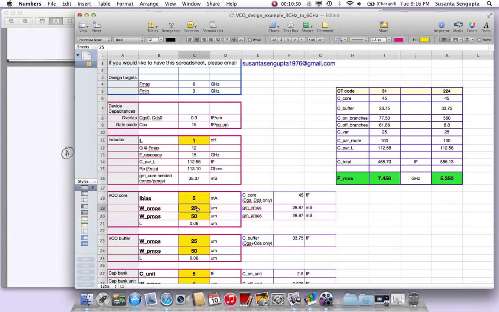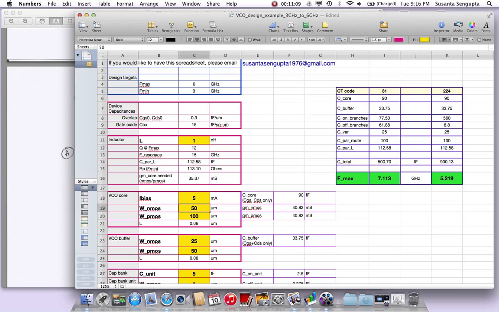So what I will do is, these values are not giving me the GM that I need from my initial calculation. So I'll just go ahead and boost it up. I will not boost up the current, but let me go ahead and boost up the device sizes. So I'll make the NMOS 50 micron and accordingly scale the PMOS to 100 micron.